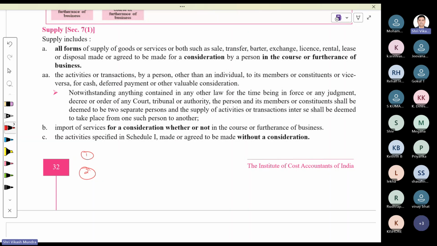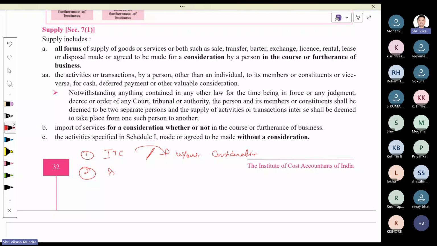So ideally, there are two parts of this activity. Number 1, at the time of acquisition, I have taken ITC, and now I am transferring this permanently or disposing of this without consideration. Then it will be considered as a deemed supply and liable for GST. Is it clear?